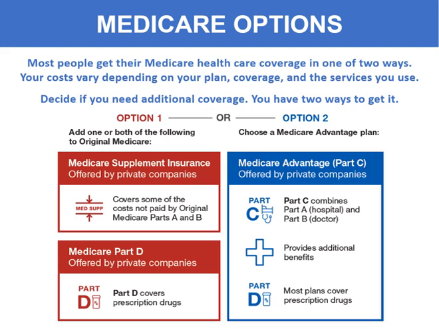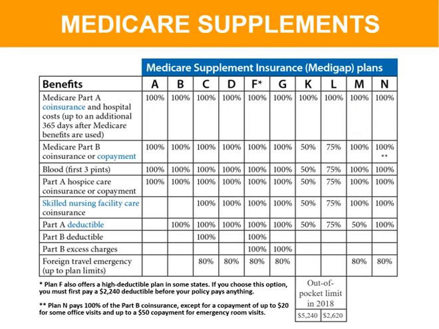They will only cover things that are covered by Medicare. One of the things not covered by Medicare is prescription drug coverage. So you need that in addition to your Medicare supplement. With Medicare supplements, there's 11 different plans to choose from, but the most common ones are the ones in the middle there, F and G.